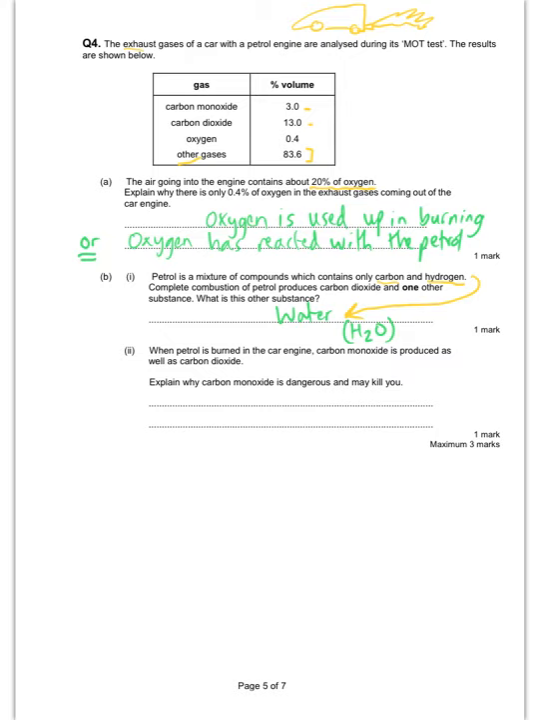And then the final part of this question, when petrol is burned in the car engine, carbon monoxide is produced as well as carbon dioxide. Explain why carbon monoxide is dangerous and may kill you. Well, in fact, just quite simply, carbon monoxide is poisonous. And so what it does is it stops our blood being able to carry oxygen around, and so it ends up poisoning us and our brain can't function in the low oxygen levels.